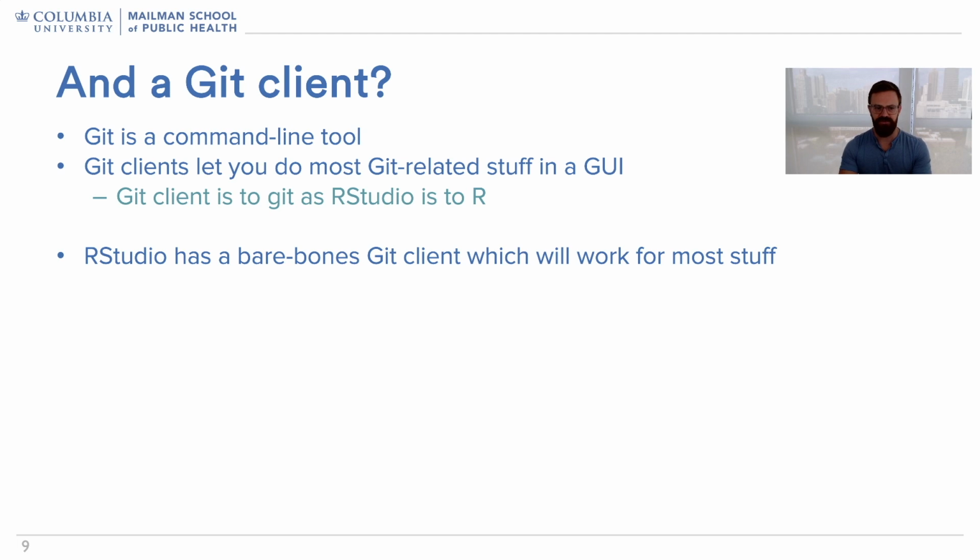It's maybe helpful to think of the analogy that the Git client interacts with Git in the same way that RStudio interacts with R. The actual software that lives on your machine, the thing that does R and the thing that does Git, are those bits of software. But RStudio makes working with R easier, and a Git client makes working with Git easier.